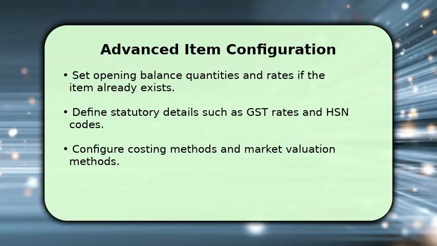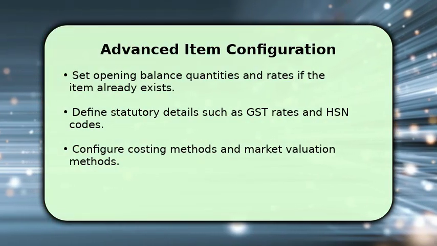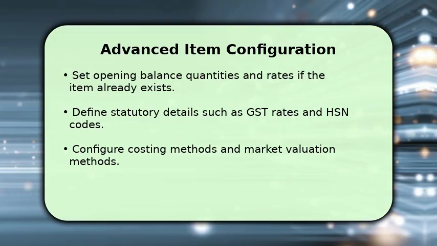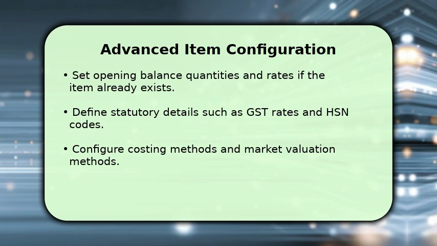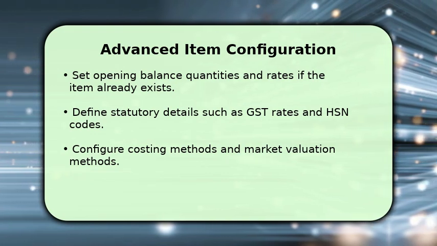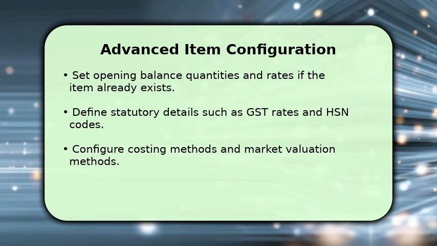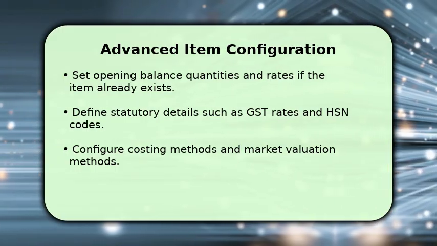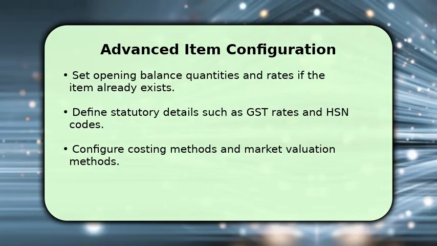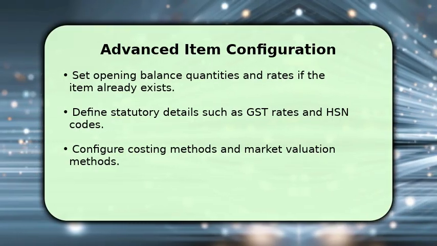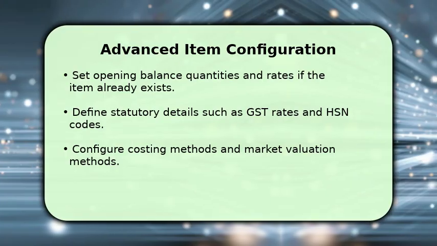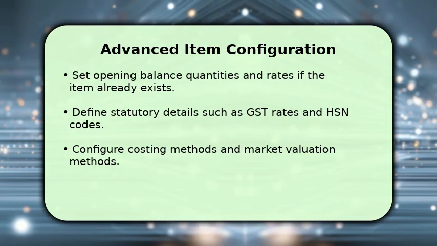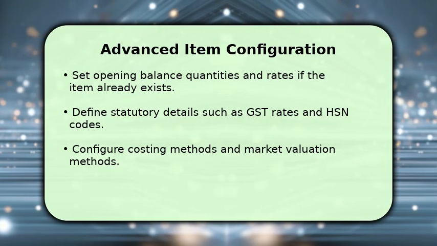Beyond the basics, you can set an opening balance for existing items, including their quantities and rates. This is vital for accurate initial inventory. You'll also define statutory details like GST rates and HSN codes, ensuring compliance. Furthermore, configure costing methods, such as FIFO or LIFO, and market valuation methods to reflect your business's accounting practices. These advanced settings provide comprehensive control.